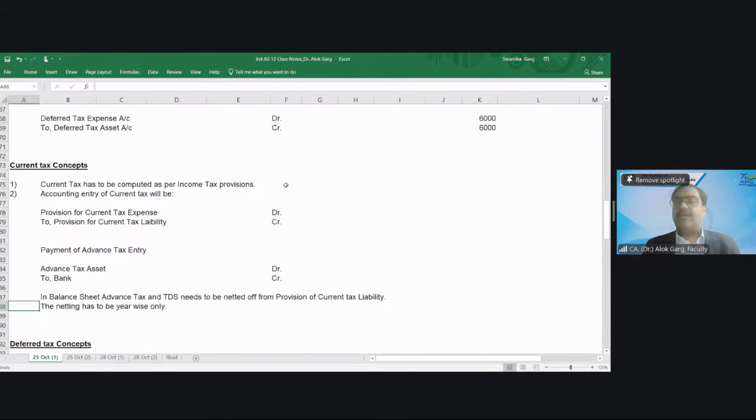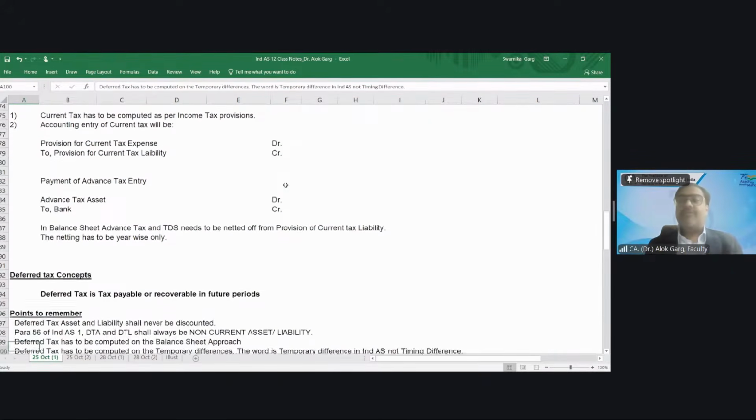In the current year, there is a provision for tax liability when the company is preparing the P&L. When the company is preparing the balance sheet at the end of the year, the company has a provision for current tax liability. So can I offset my last year's income tax receivable with the current year payable? No, sir. The netting, the offsetting, has to be year wise only. In a particular year, if there is a provision for tax liability and there is advance tax and TDS, it can be netted off. But it cannot be across different years.